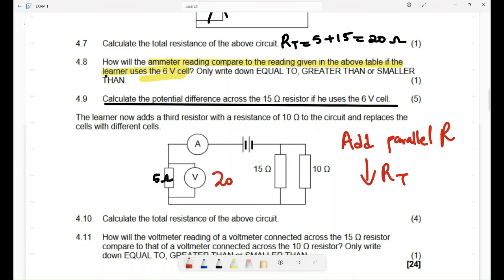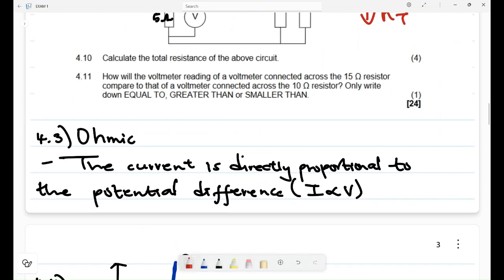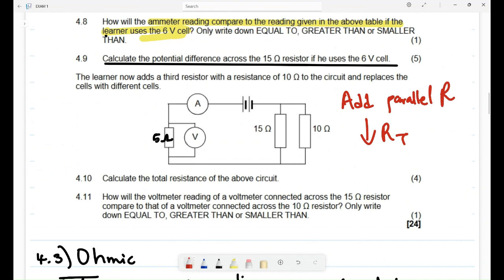Remember, the R total was 20 ohms, right? So yes, you decrease. You will just see by how much in case we are asked to calculate that. Now they say calculate the total resistance of the above circuit. Now you all agree with me that this is in series, but when it reaches this point, it branches out in here. So we have to calculate RP first, then we add that to our R series.